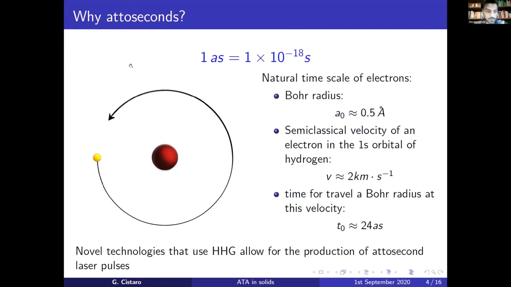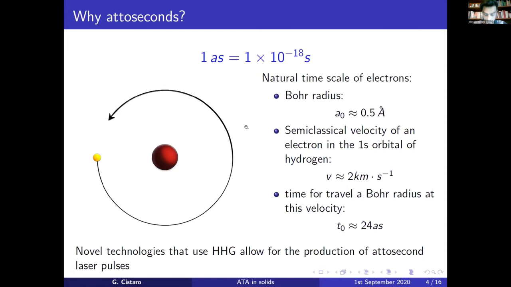So one attosecond is the shortest time that we can reach with a laser pulse. We managed to reach it only in the last decades, thanks to the novel technology that uses high harmonic generation. The importance of attosecond pulses is that the attosecond is the natural time scale of electrons.